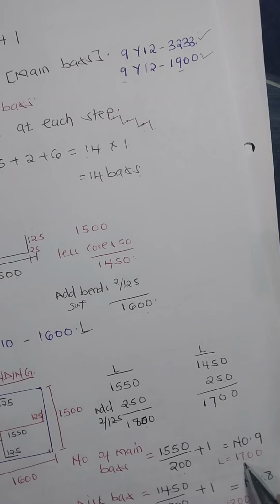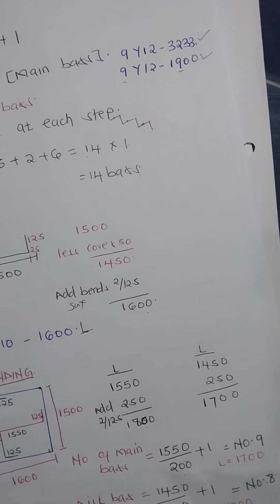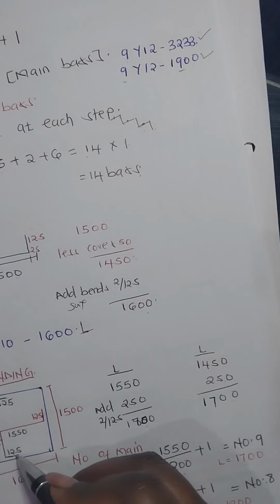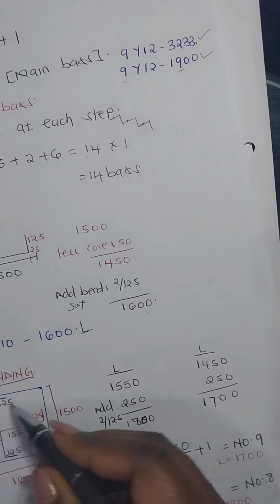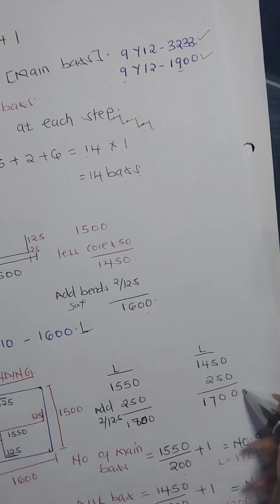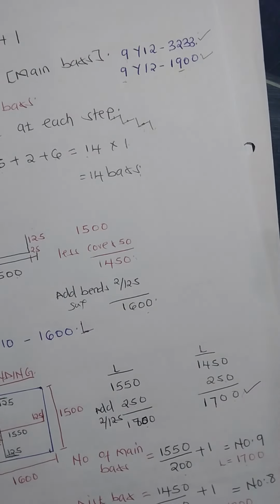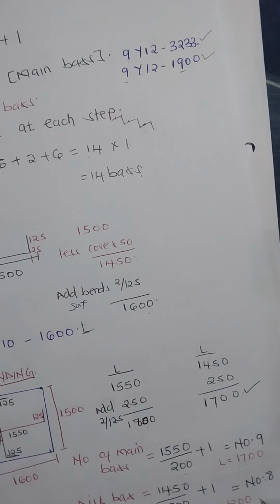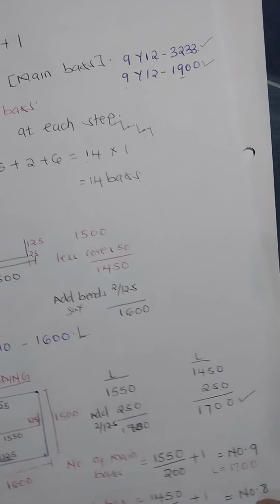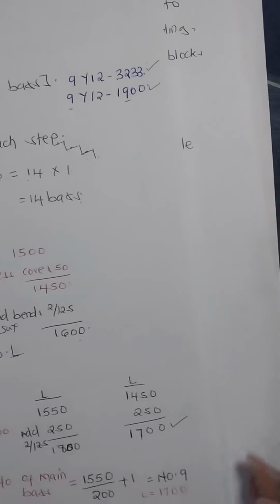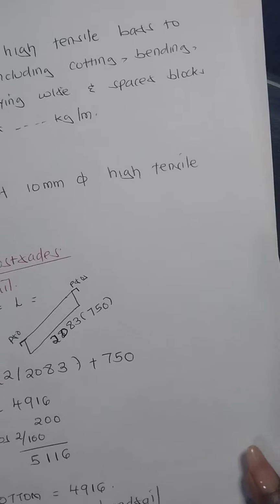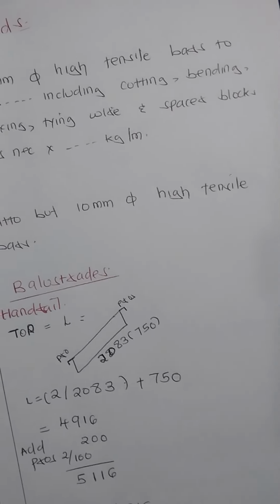Now the length of the main bars, this is the main bar. It is 1700. The length of the distribution bar, this one, is 1800. Now we can book them together. The Y12, we group them together, and then the Y10, we group them separately.